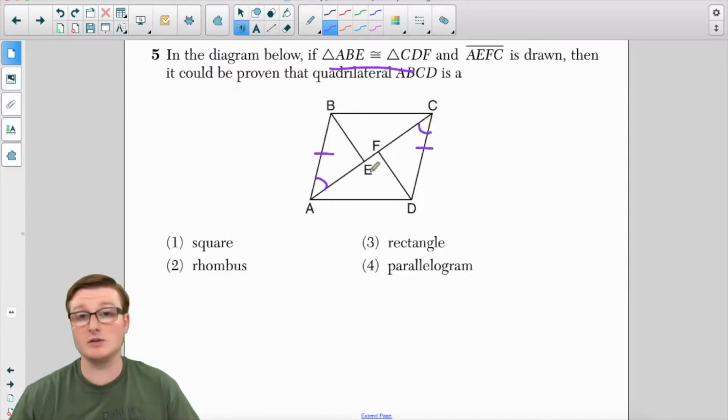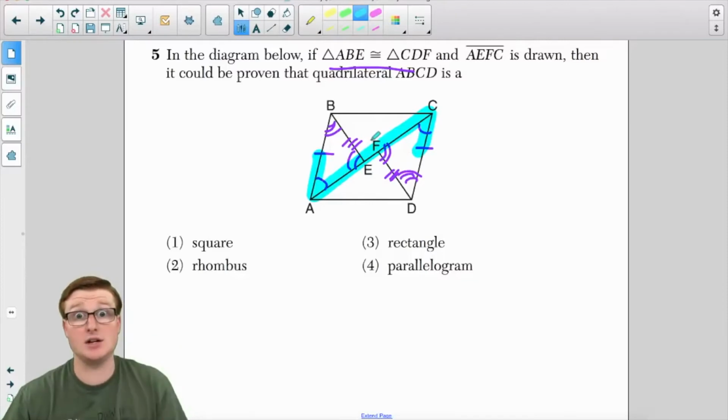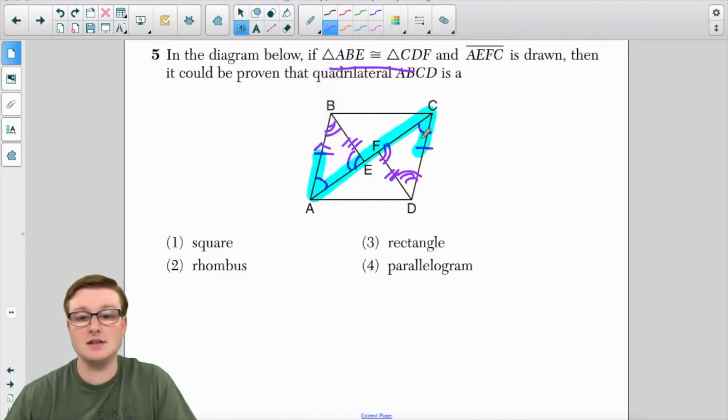These angles are congruent by CPCTC. These angles are congruent. These angles are congruent, and these sides are congruent. Now, since these two angles right here are congruent, and that forms a Z, making alternate interior angles, these sides over here, BA, is parallel to CD.